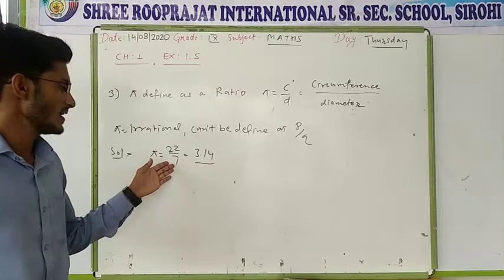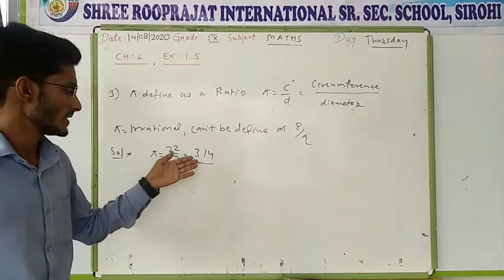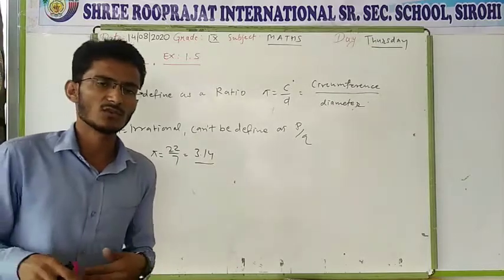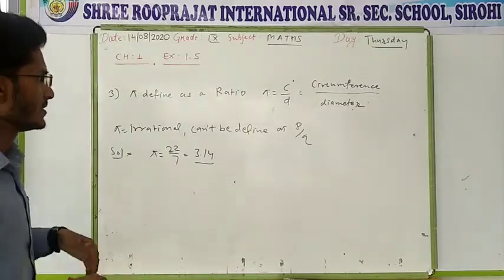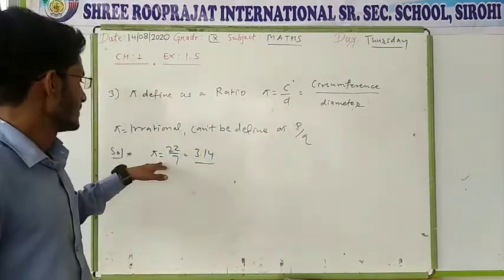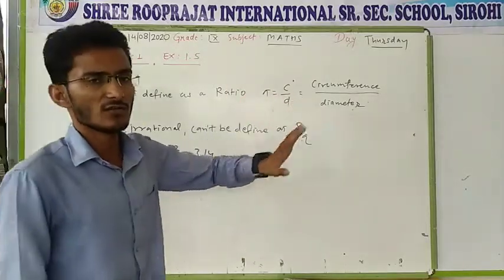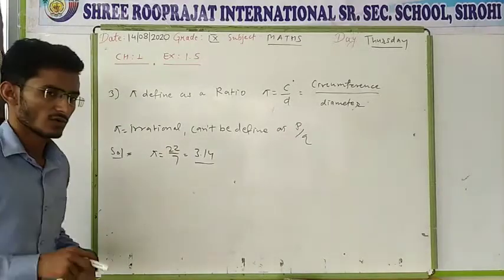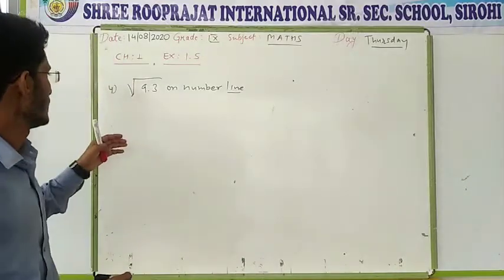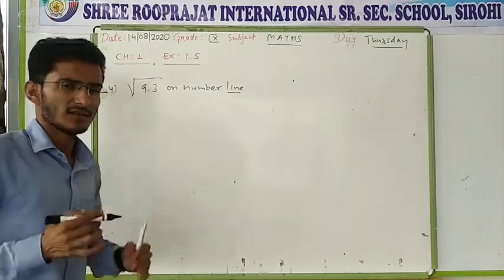So you can define pi in form of p by q or c by d if you want, but if you write the decimal expansion of pi, you will get 3.14 and so on, a non-terminating and non-recurring value. So it is not a contradiction. It's an irrational number, but still sometimes you can define it in form of 22 by 7 or p by q, because these are just approximate values, not exact values. Okay, so you can write in your language. The next question is, you have to represent root 9.3 on a number line. It's just like the previous one, a little bit different.